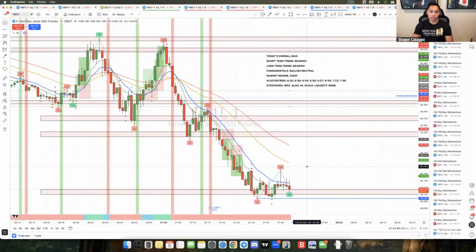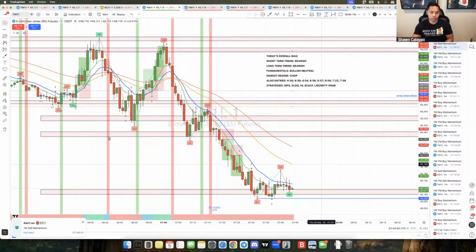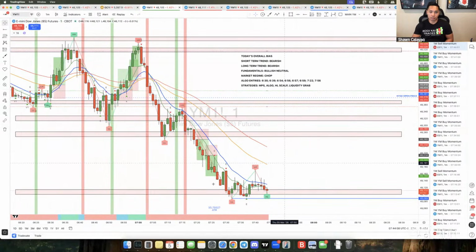All these strategies are basically directional strategies, and there's just no direction. So there's nothing to take here. If you guys want to take an MPS or anything like that, there's nothing to take because there's no direction, right? We got a bearish trend, bearish momentum, but there's no confirmation of directional move.